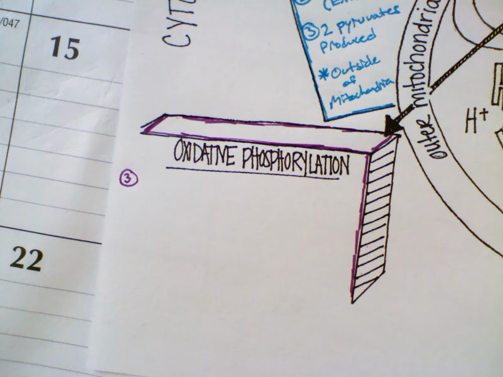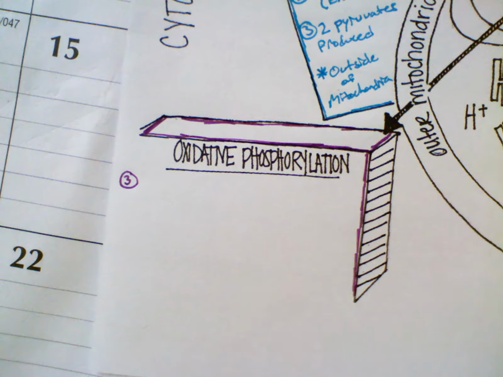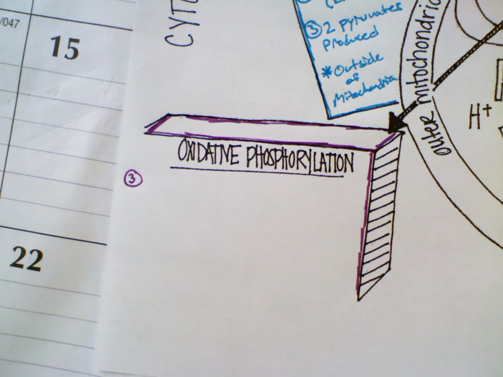They're two different processes, but they're related but separate. The electron transport chain's job is to set up a hydrogen gradient, hydrogen ion gradient. Oxidative phosphorylation is now going to use that hydrogen gradient.